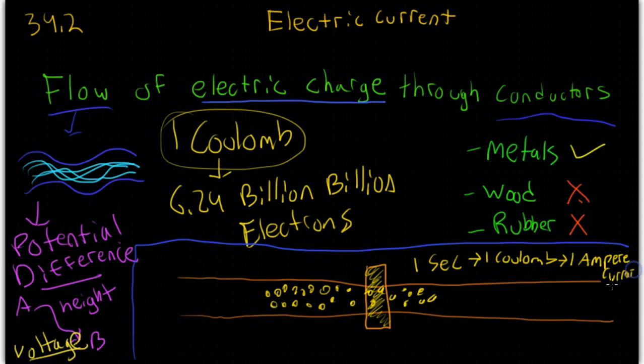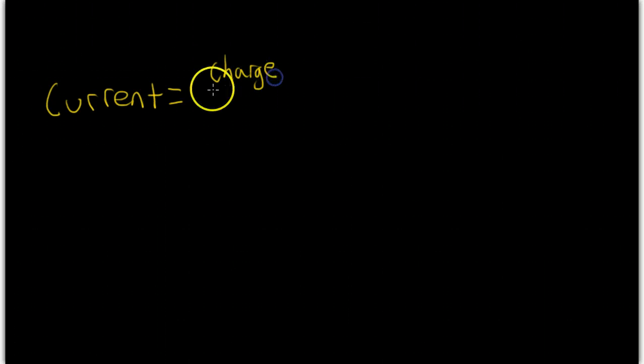Okay? So that takes us to the next section, which is the mathematical way to express electric current, which is my favorite way. I'm going to try to make this video as concise as possible. So first we're going to dive right into the math. Current equals charge over time.